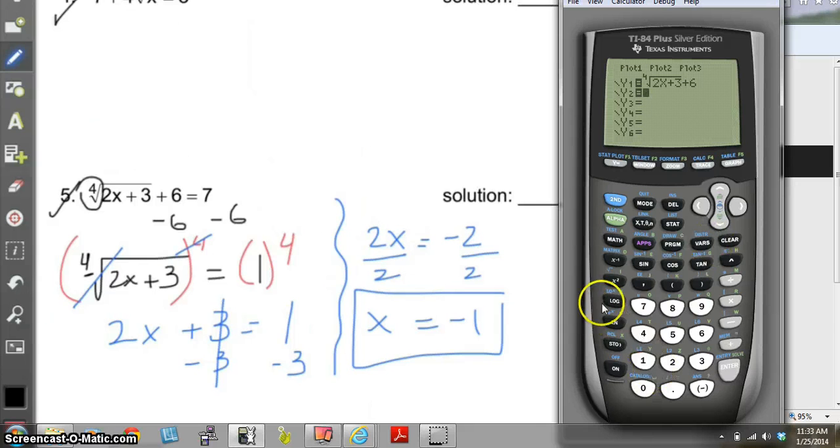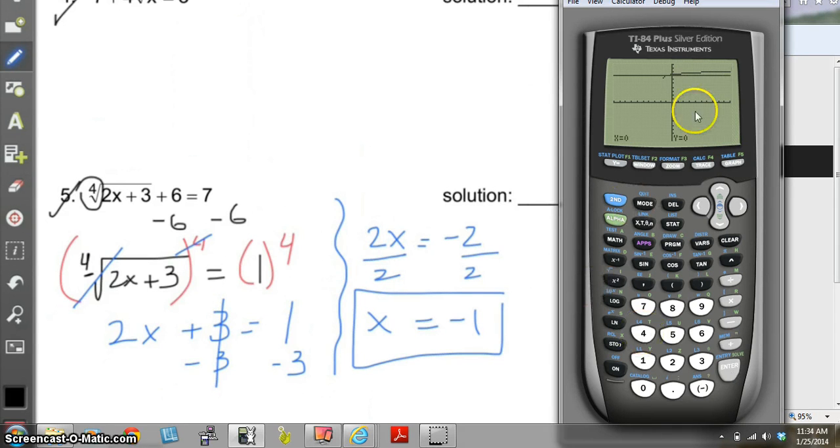On y2 you enter 7. There you go. So this is the left side, this is the right side. You graph it. You make sure that you can see the intersection between them. Now remember when you zoomed out, so you can zoom in. So I'm going to press number 2. So it would be clear.